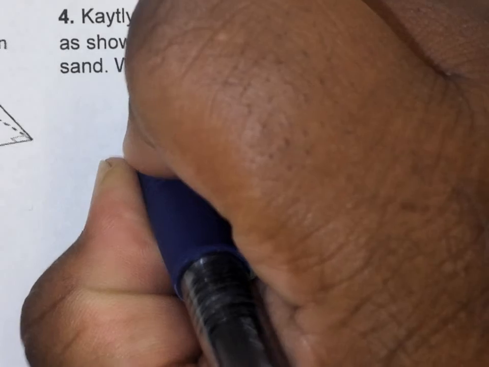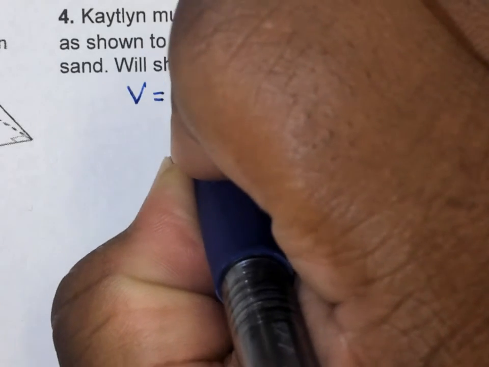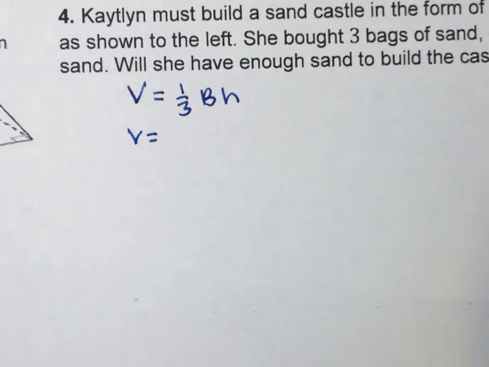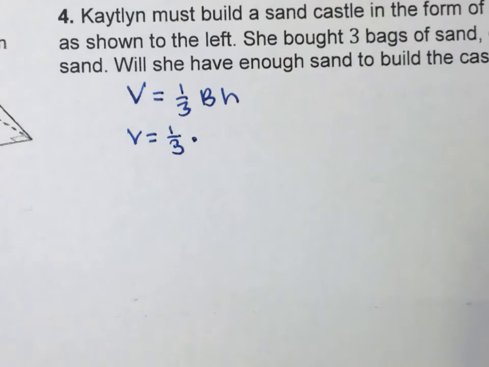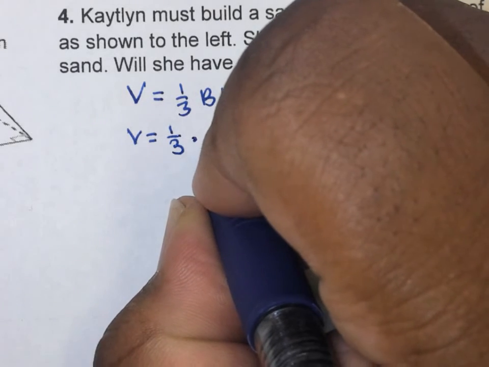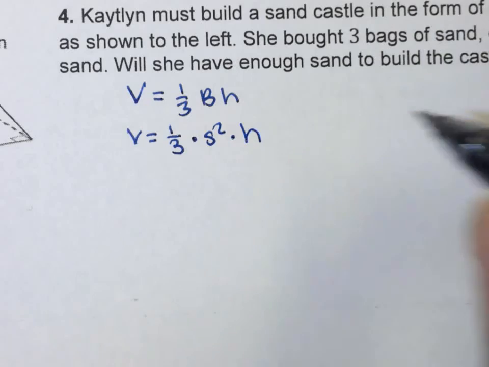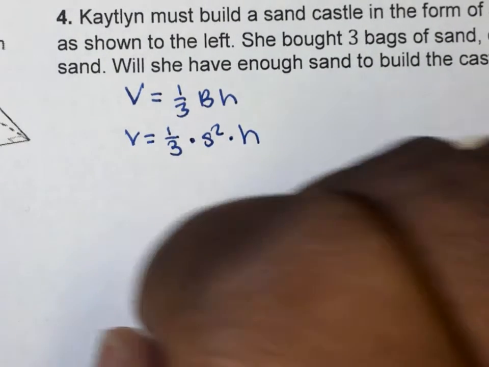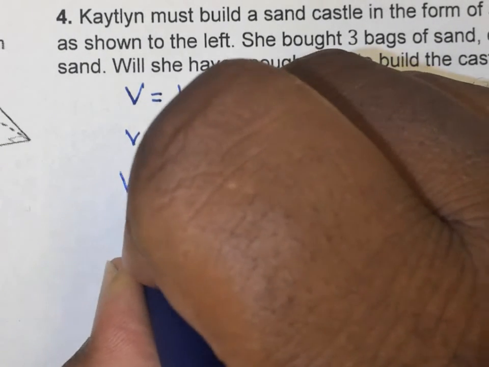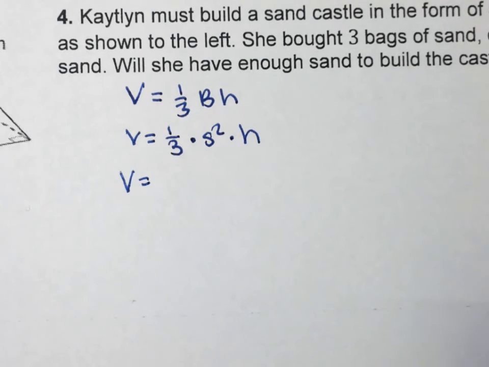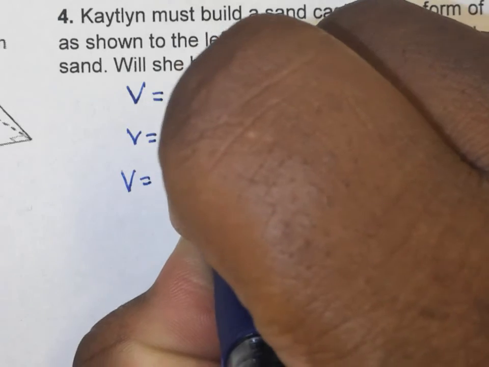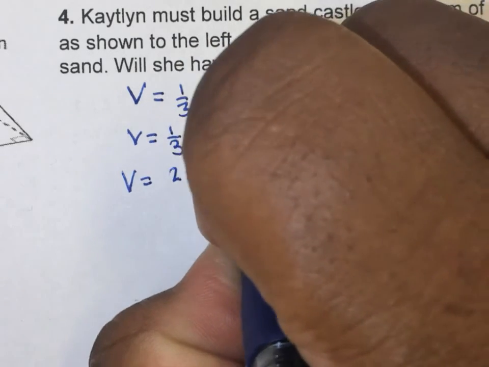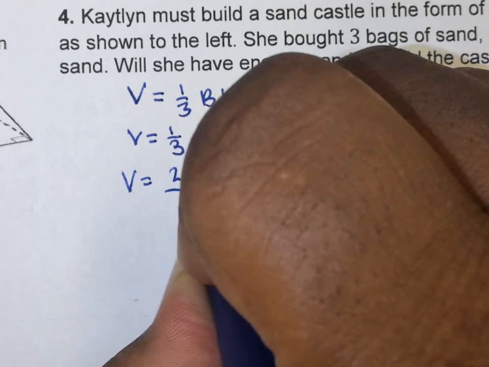Alright. Volume equals 1/3 capital B times H. Volume equals, what shape is the base? So what's the adjustment? S squared. So V equals, remember the 1/3 goes to the bottom as divided by 3. 25 times 25 times the height, which is 18, divided by 3.